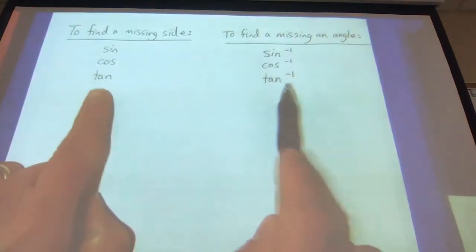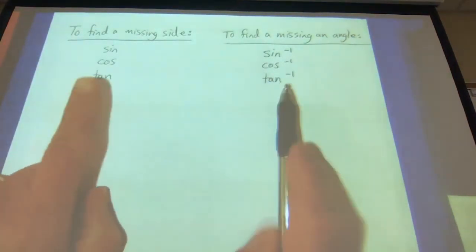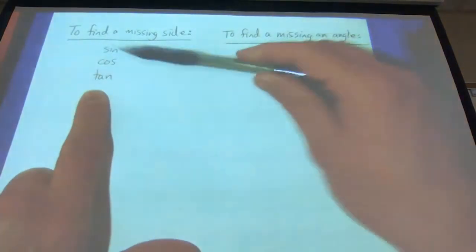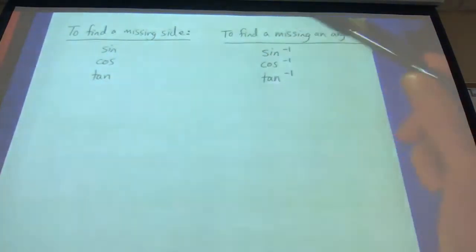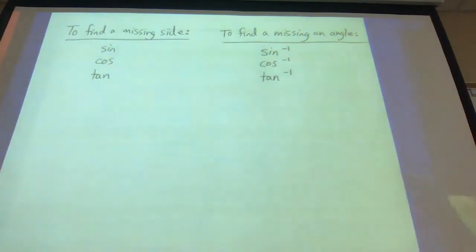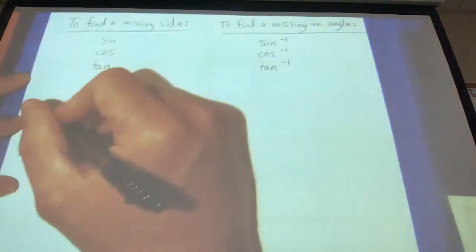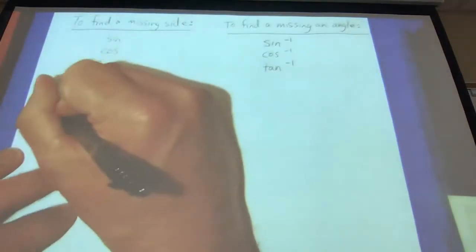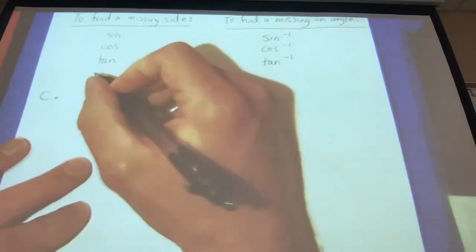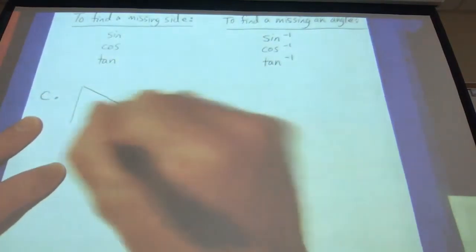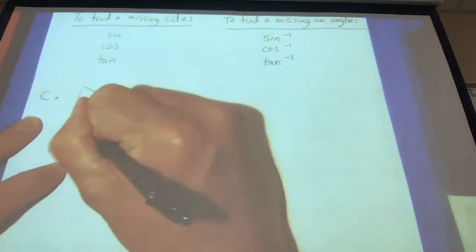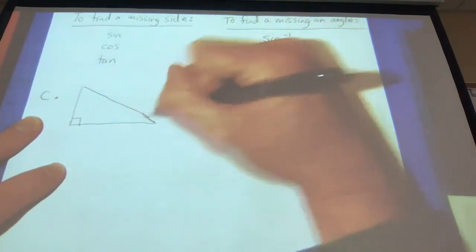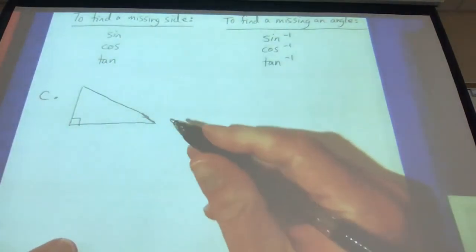So remember those two things, because when you get to your test, that's going to be the big thing. If you're finding a missing side, you're going to use the regular sine, cosine, or tangent. If they want you to find a missing angle, you've got to use the inverse. All right, let's show you some examples of how this looks. When you see the problems, it's going to look very, very similar to what we just got done doing.